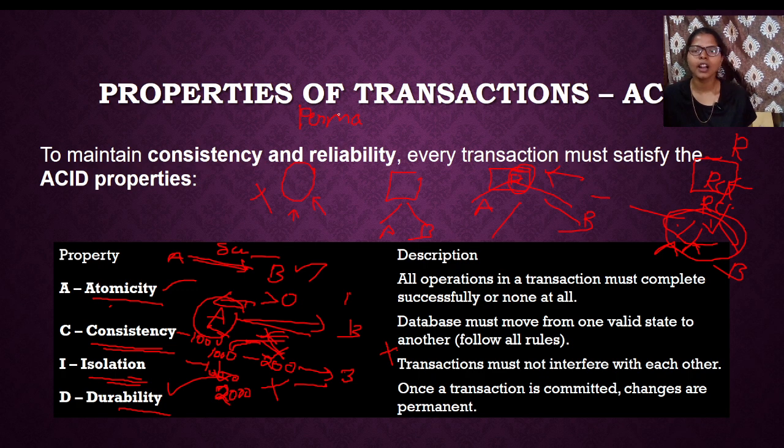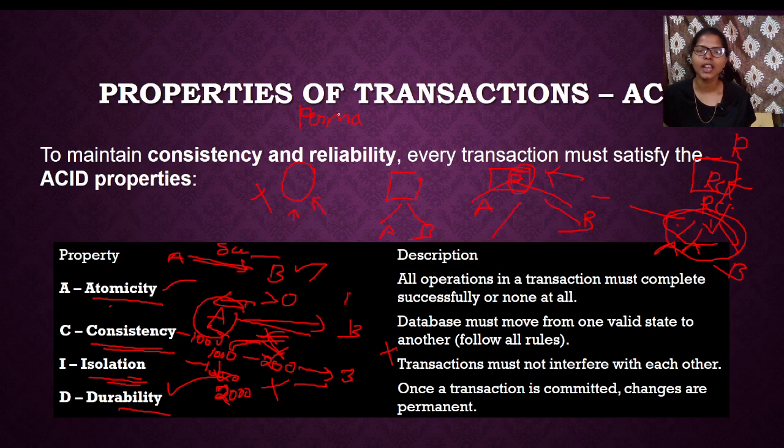Consistency means following the rules of the database to maintain consistency. For example, it does not allow withdrawing or transferring an amount if it is in excess. If the balance is greater than zero, it has to allow it. Like that, there are some rules that have to be followed.